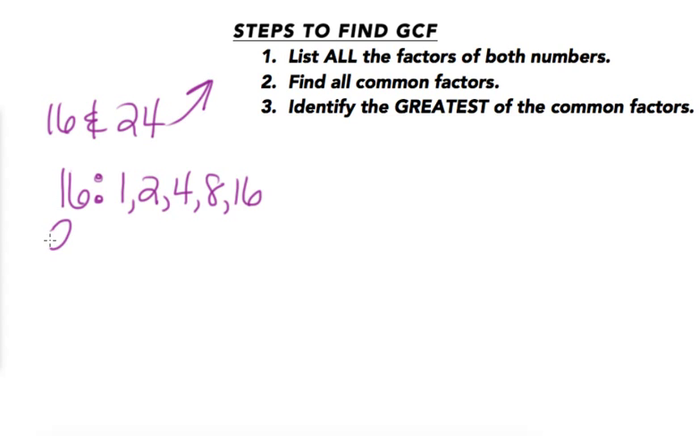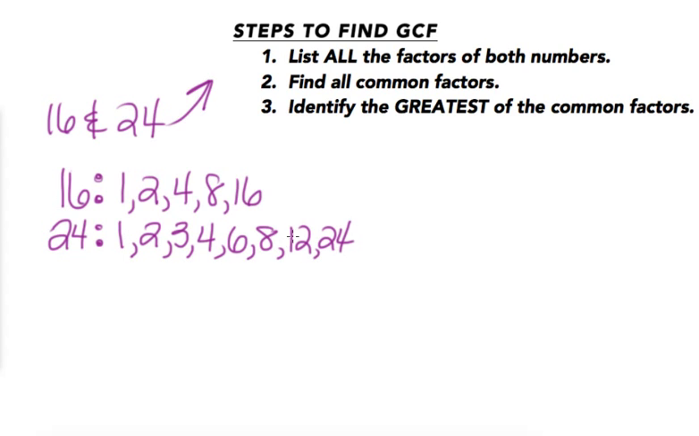Then I will find the factors of 24. Those factors are 1, 2, 3, 4, 6, and then 8, 12, and 24. Let's double check. 1 times 24, 2 times 12, 3 times 8, 4 times 6. I have them all. So now we're going to go through the list and pick out which ones are common.